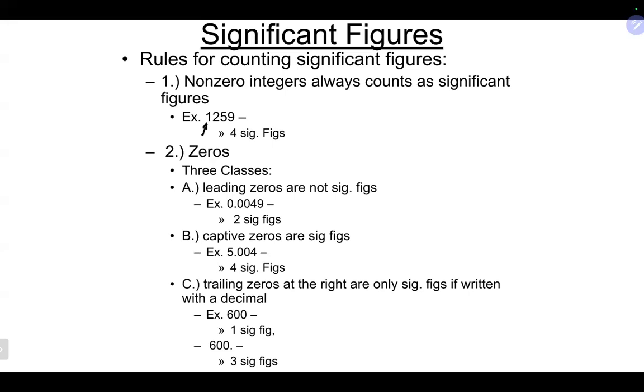So in this case, that 1 obviously is a non-zero, which would make it significant. The 2, the 5, and the 9 are also non-zeros, so they would be significant as well. So that has 4 significant figures.